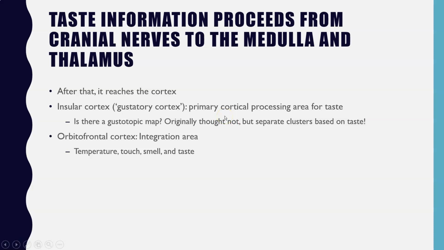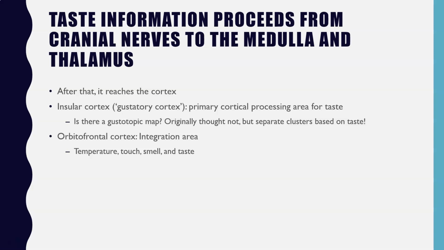Now we have retinotopic maps, we have tonotopic maps, we have somatotopic maps. Do we have a gustotopic map? Originally it was thought that we didn't, but it does seem that the insula is organized into different clusters that are based on taste type, so we might actually have a gustotopic map.